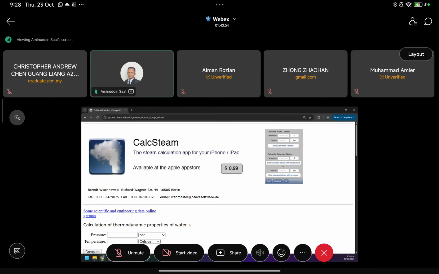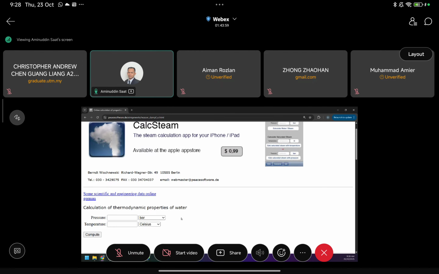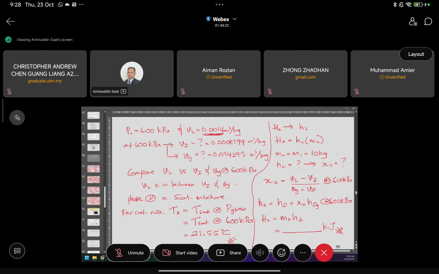Let's say you don't want to do some interpolation because this is very tedious. Okay, you can find from any website or any apps that can calculate the table properties. Okay, but the only thing is this table sometimes not really accurate. Okay? Let's say we try to calculate, we take some new data.